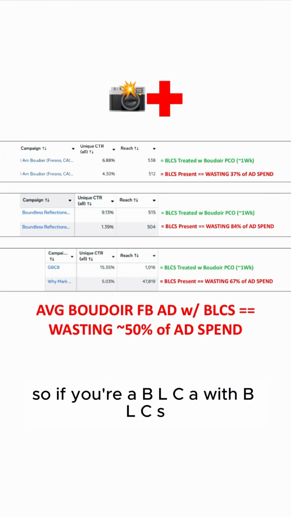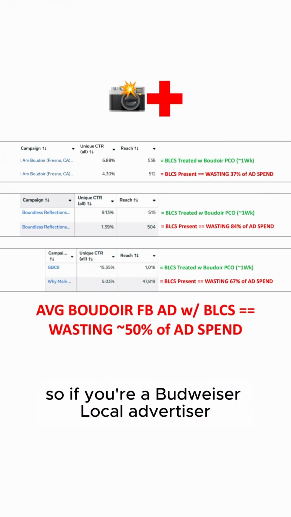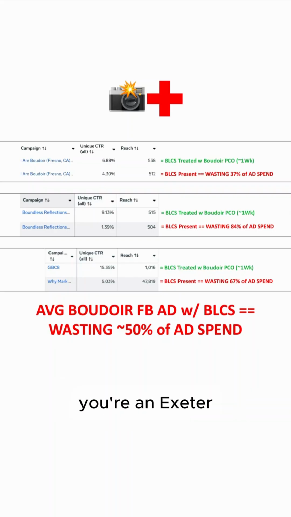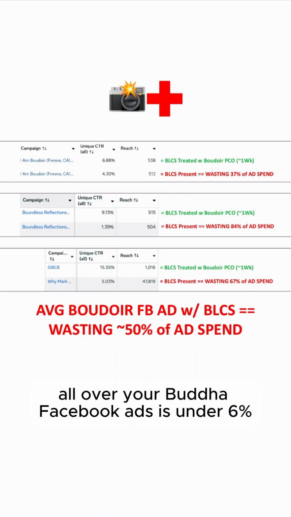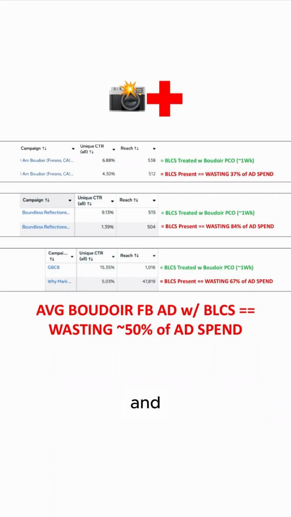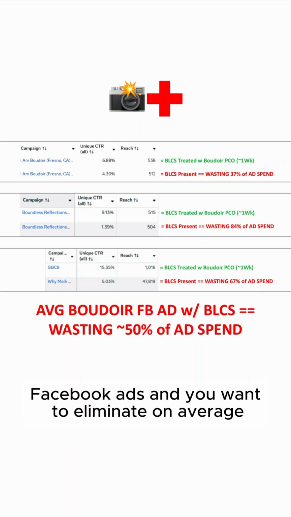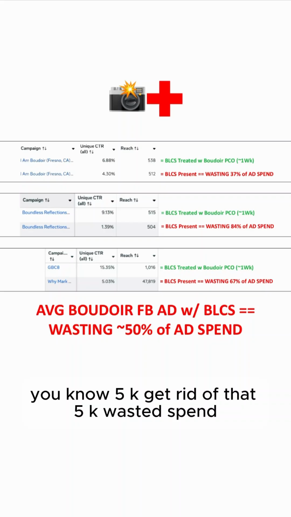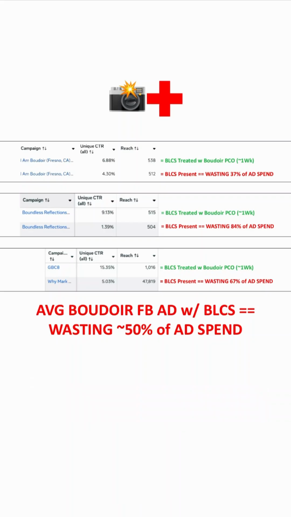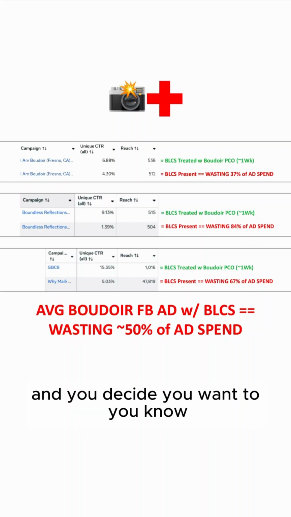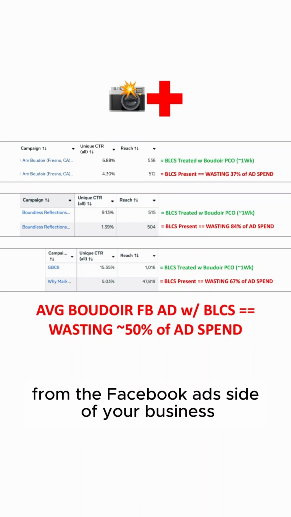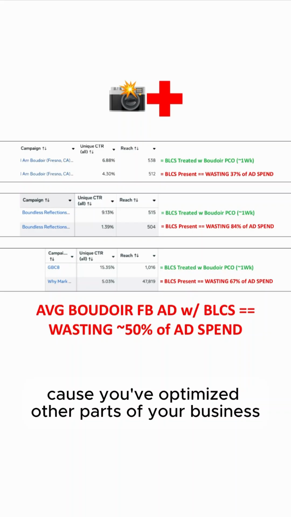So if you're a BLCA with BLCS, so if you're a Boudoir low click advertiser with Boudoir low click syndrome, your unique CTR of your Boudoir Facebook ads is under 6%, and you're spending more than 10 grand a month on Boudoir Facebook ads, and you want to eliminate, on average, 5K, get rid of that 5K wasted spend, put that back in your pocket, which would be approximately 60K over the next 12 months. And you've decided you want to pull this profit out from the Facebook ad side of your business, kind of plug those leaks because you've optimized other parts of your business.